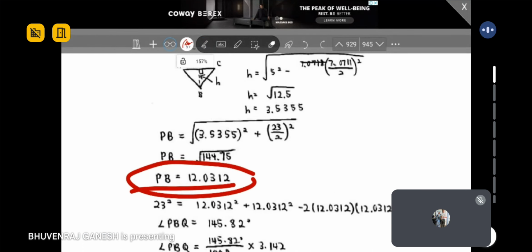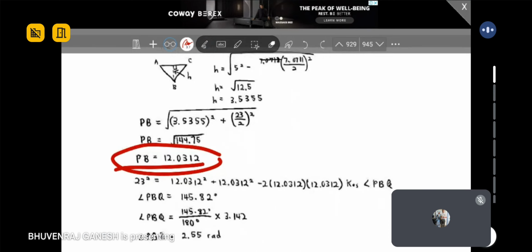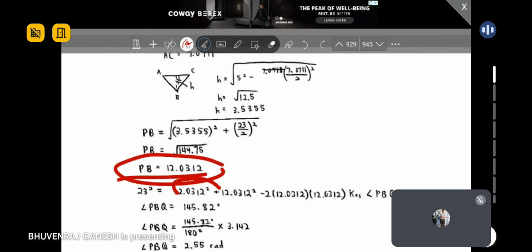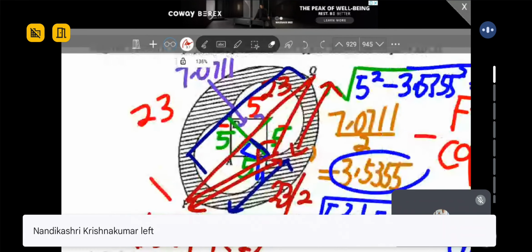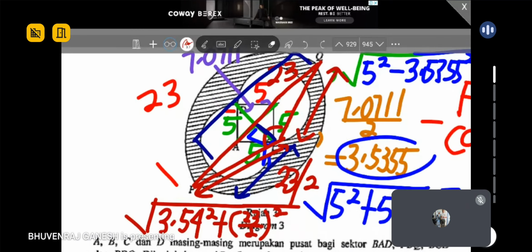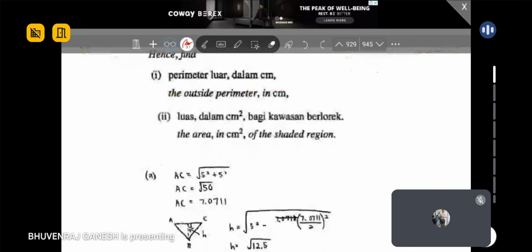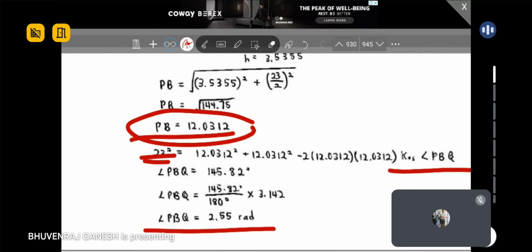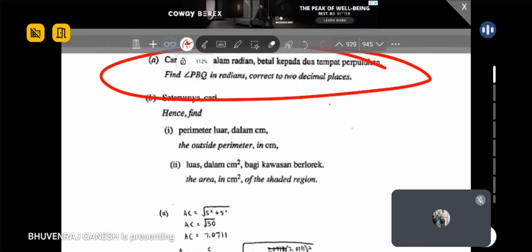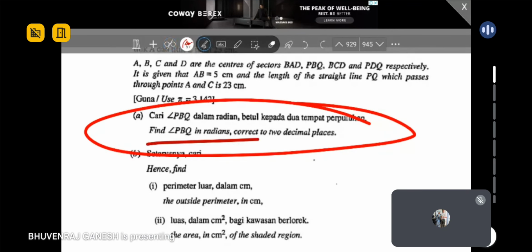Okay, so then you can start with your cosine rule already. Since both lengths are the same, the two sides of the triangle are equal, the hypotenuse. And then your opposite is the PQ, the whole PQ, 23 cm. Am I right? That's why I substitute 23 over here. So then just solve for your PBQ, guys. Find PBQ. So yes, you already found the angle.